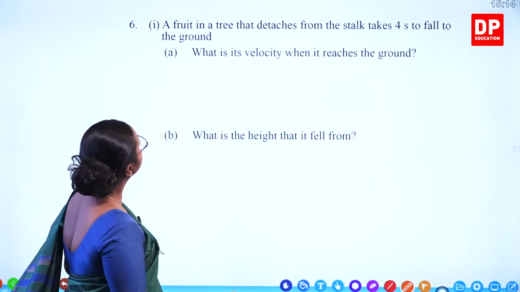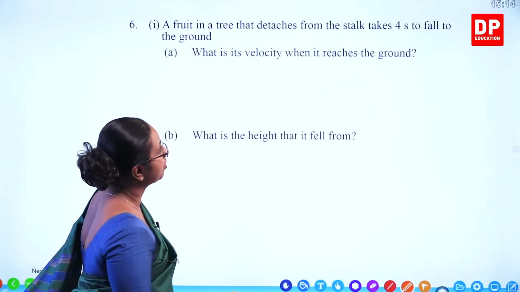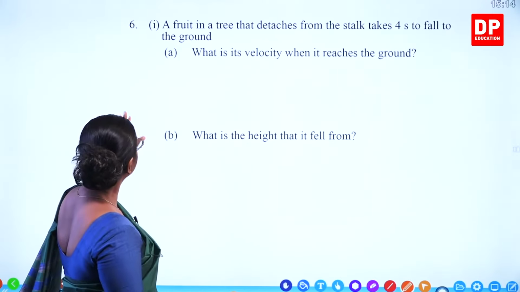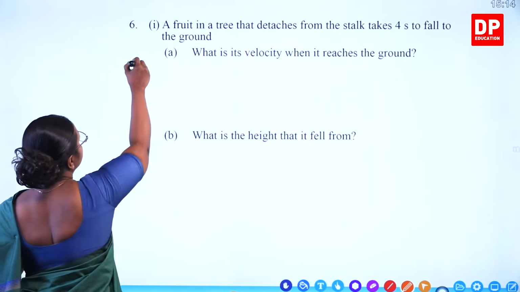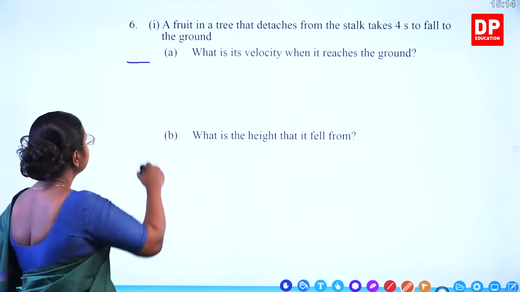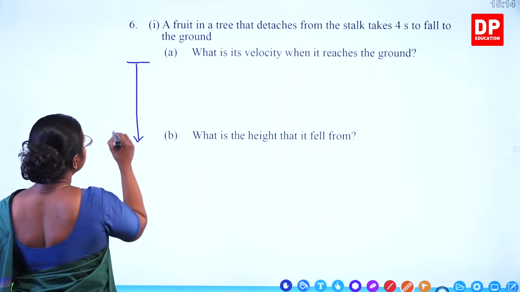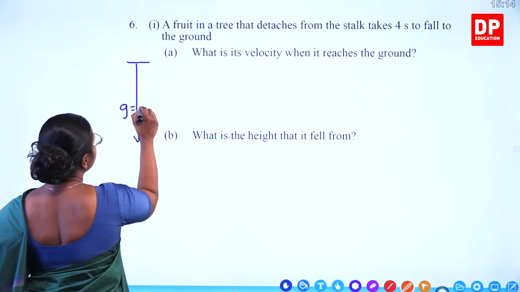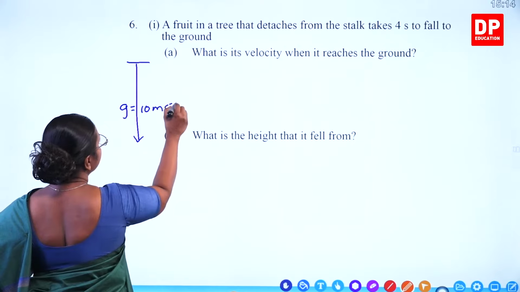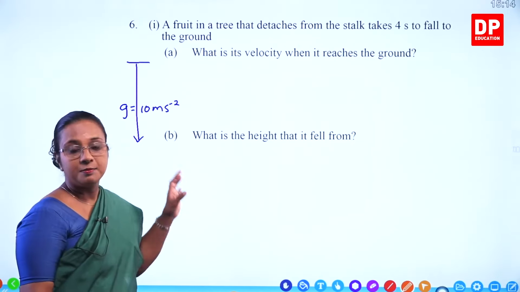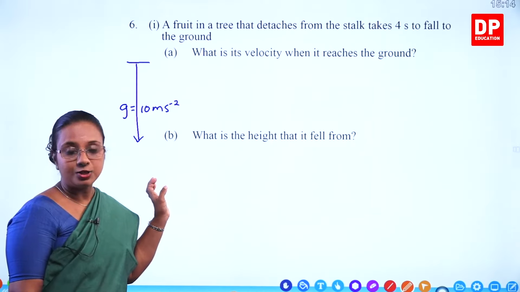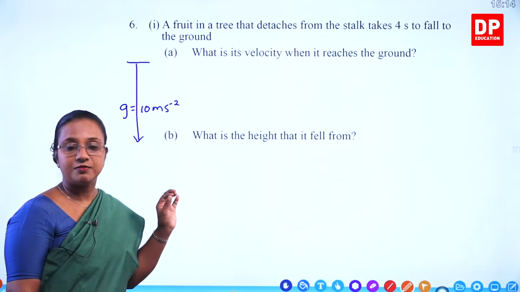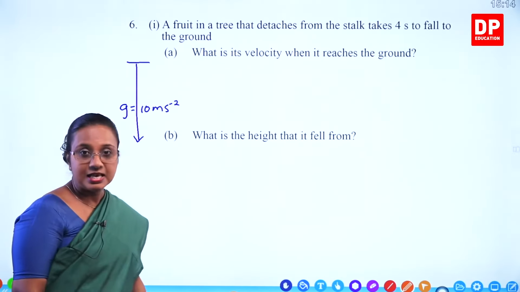So the first one, a fruit in a tree that detaches from the stalk takes 4 seconds to fall to the ground. So that means in this question you have to remember that there is an object at a certain height and it is falling downwards. So it is the gravitational acceleration g, and you should remember the value 10 meters per second square. Normally they give you the value, but still you should remember the value of gravitational acceleration. It is 9.8 meters per second squared, but for calculations, we take it as 10.